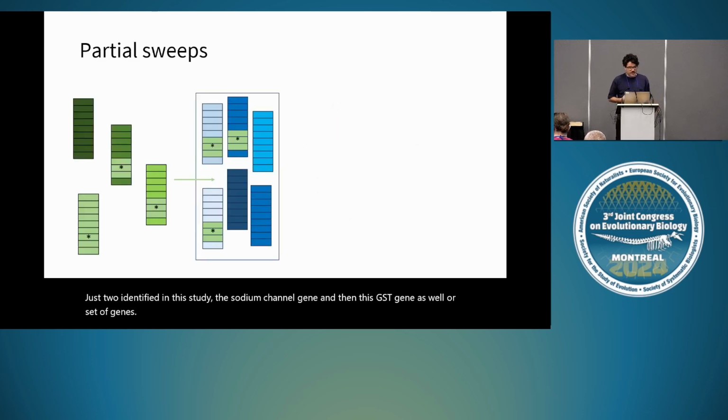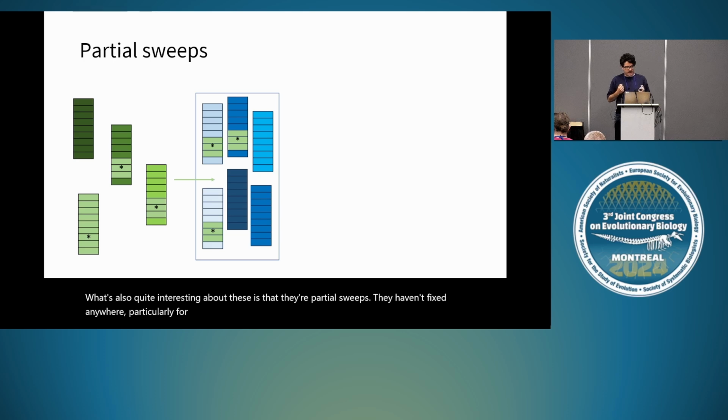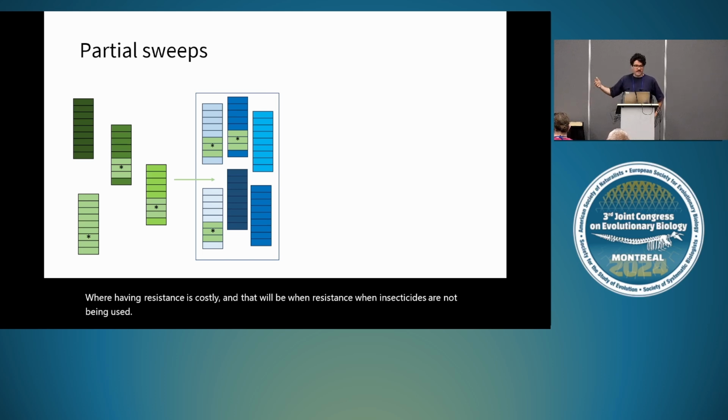What's also quite interesting about these is that they're partial sweeps. They haven't fixed anywhere. Particularly for the GSTs, we didn't find a single population where these were actually fixed in the population. There were always wild types there as well. And what that says is that sometimes the wild type has an advantage over the resistant background. So there are either some times or some spaces where having resistance is costly. And that will be when insecticides are not being used. There will be a physiological cost to resistance. Again, this is well characterized in the sodium channel gene mutations, but we don't know anything about it for the other GST genes.